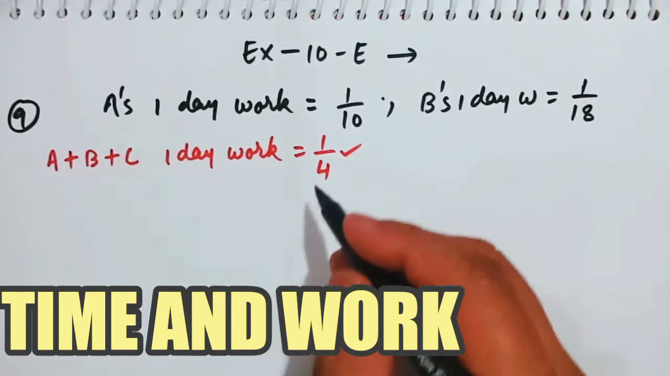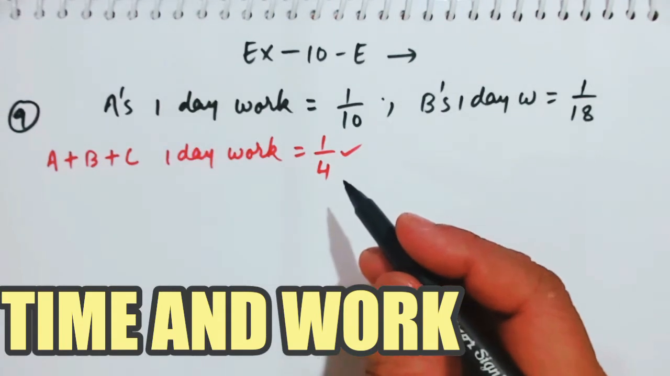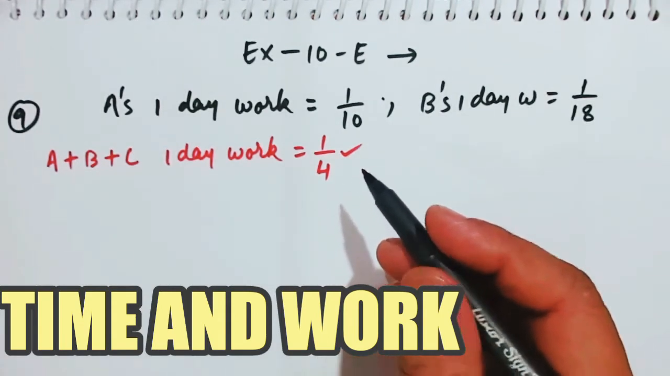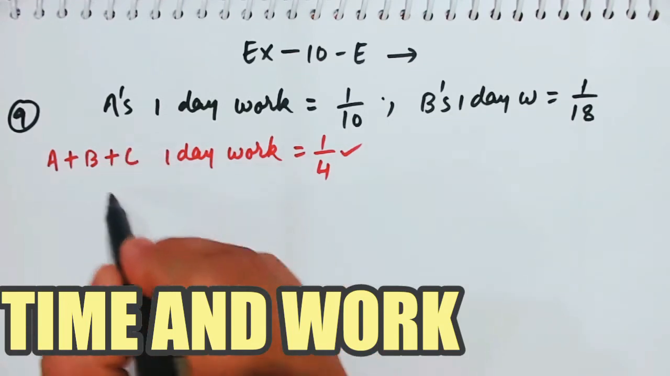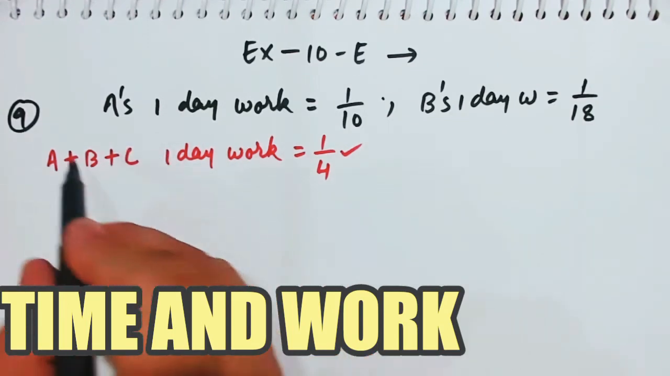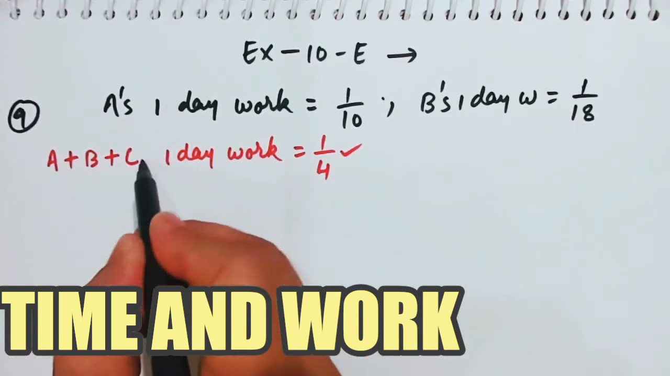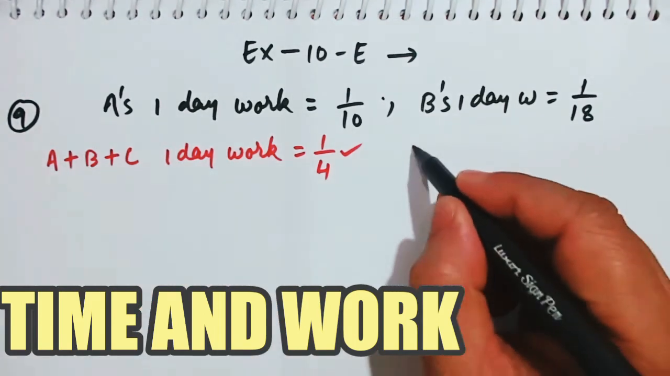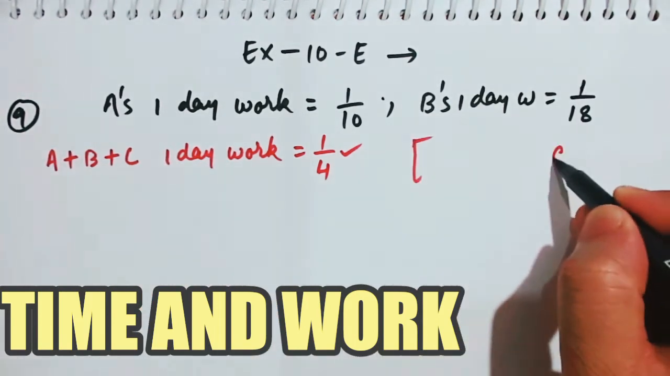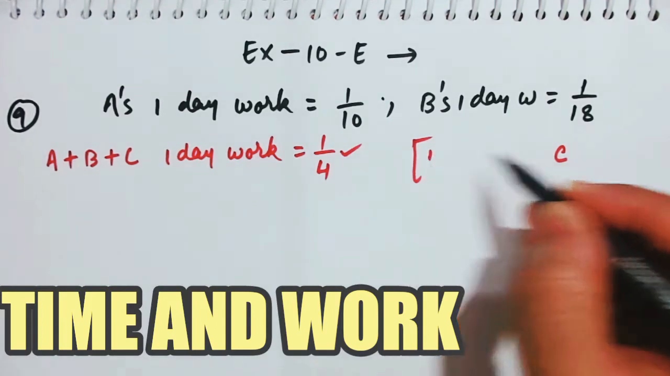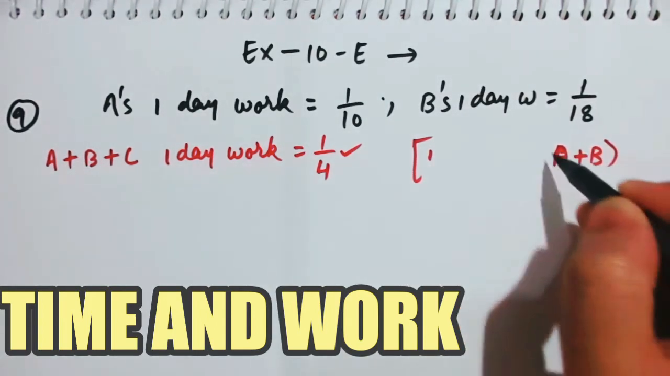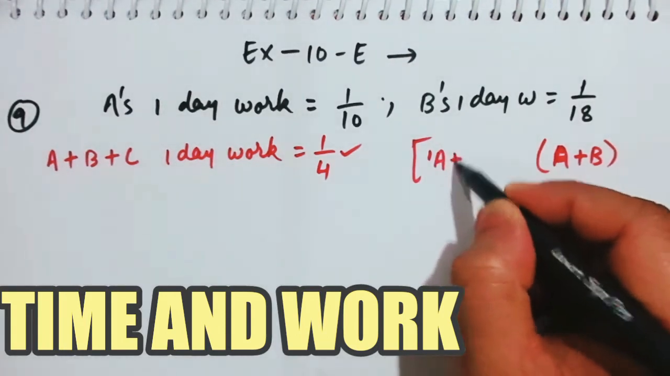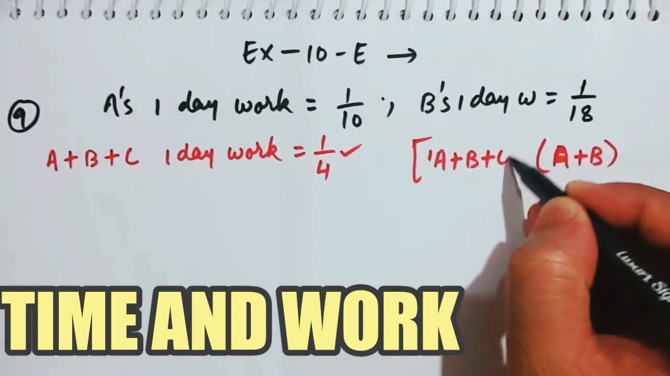Now, what are they saying? They are saying, in what time would C do it alone? So, how can you find out the value of C? By subtracting A and B from A, B and C.